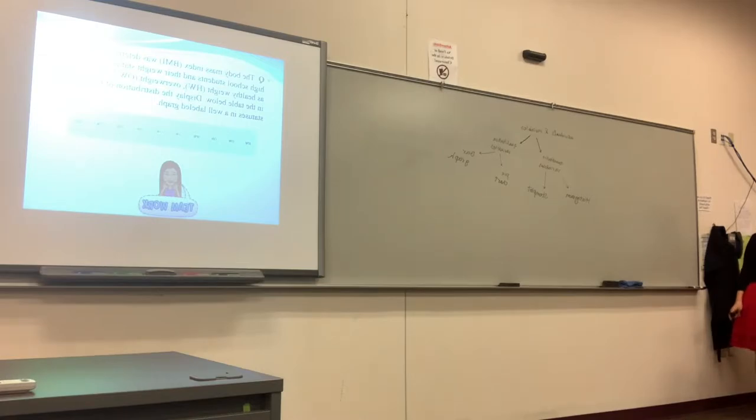Okay, it says the body mass index was determined for 10 high school students and their weight status was recorded as healthy weight, overweight, obese in the table below. So each of these represents a category, right? Correct? Okay. And then it says display the distribution of these weights in a well-labeled graph.